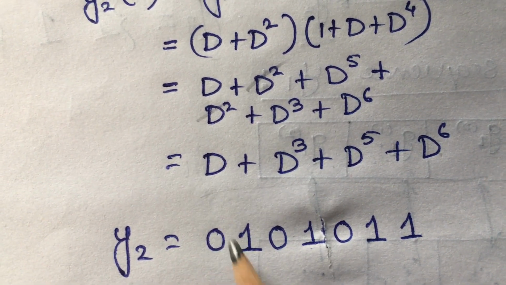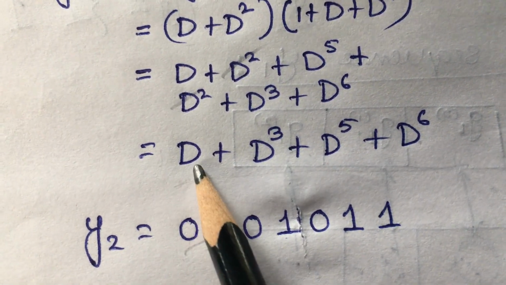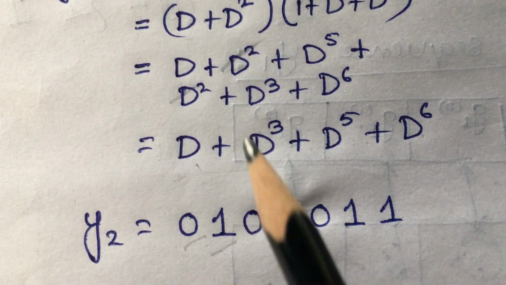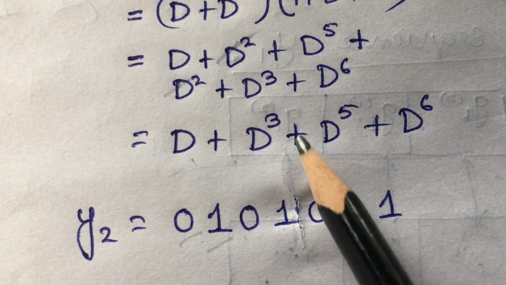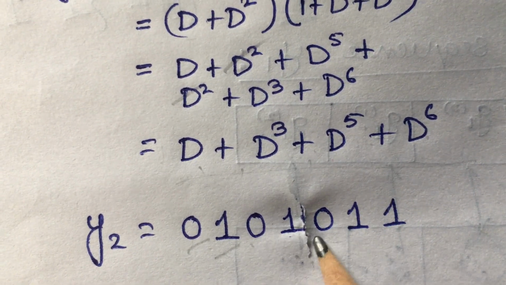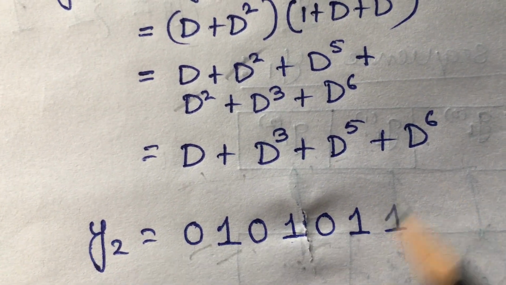And finally, from this polynomial representation we get the corresponding bit sequence for y2 as, there is no 1 over here, so I write a 0 first, then I have d, so 1 over here, no d square term, so 0, d cube, no d to the power 4 term, so again a 0, then d to the power 5 and d to the power 6.